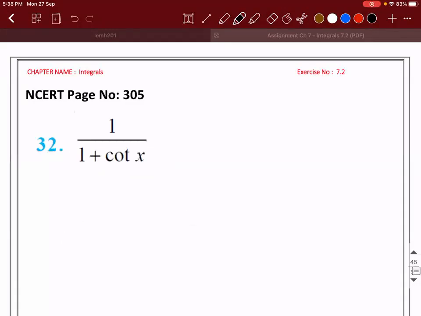Integral of 1 divided by 1 plus cot x dx. See, this is something similar to the example problem that we did the other day. 1 by 1 plus tan x. Okay. So what you can do, you can take that problem as reference. I'll give you 2 minutes time. Solve this and tell me how you're supposed to.